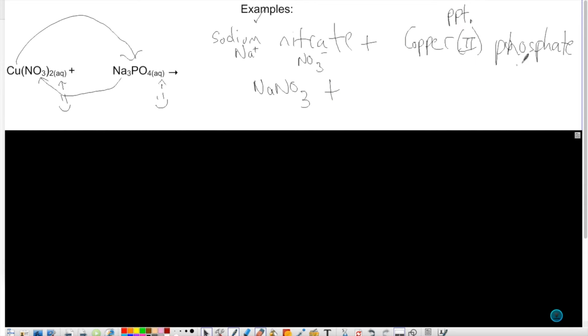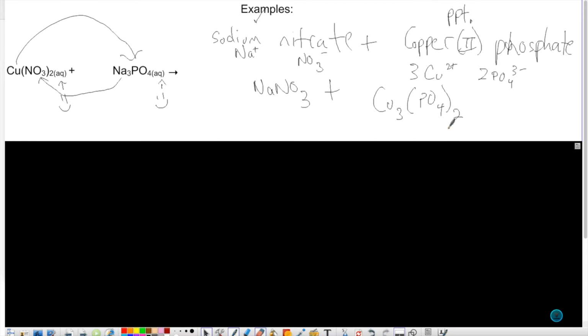Okay, copper 2 phosphate. This is Cu2 plus, and phosphate is PO4 3 minus. Okay, now this one's going to be a little weird, right? Crossover method gives me 3 and 2. Okay, and so when I make the compound, that's Cu3 parentheses PO4 2. That's something. All right, so here we go. Let's balance. So phosphate remains unchanged, so I can balance that. Nitrate remains unchanged, so I can balance that.